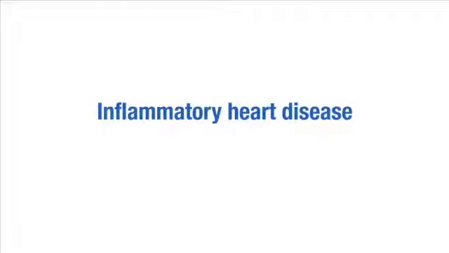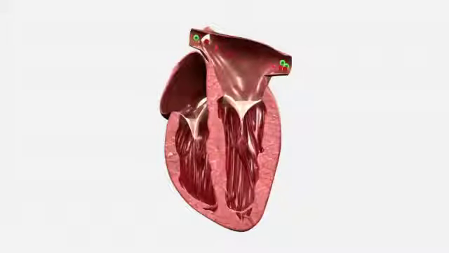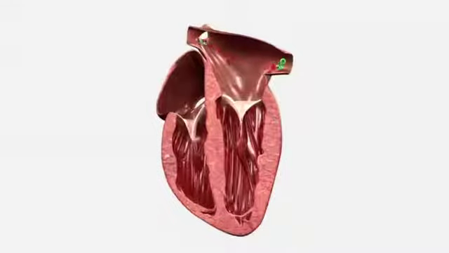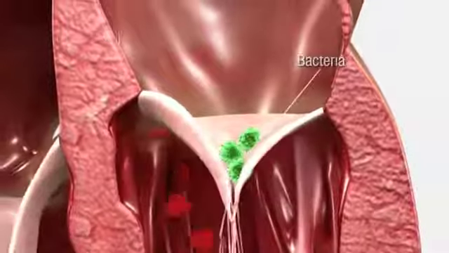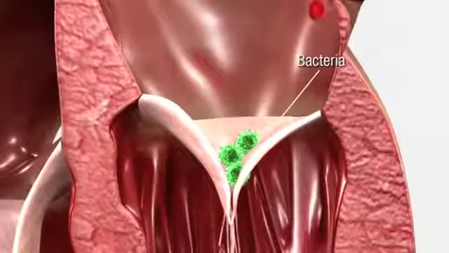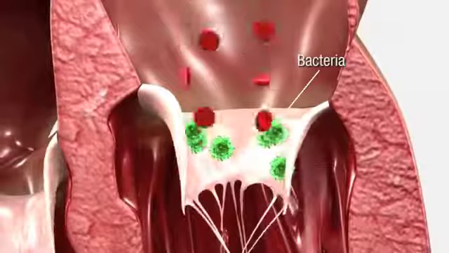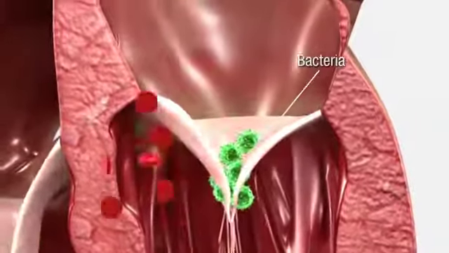Inflammatory heart disease may affect the endocardium, myocardium, or pericardium. Infective endocarditis is damage to the inner lining of the heart and the heart valves. Bacteria enter the circulation and attach to the heart valves. Any pre-existing damage to the heart valves makes this attachment more likely to occur.